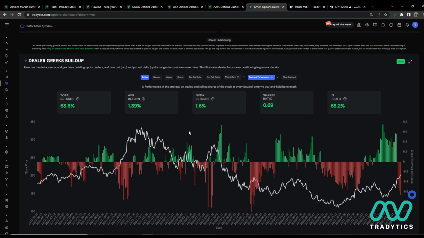That is how I use Dealer Greeks Buildup to find plays. I've only been messing with this backtest for about a week now, but so far it's shown some pretty good moves early on. I used it to play PayPal early in the week, and that went pretty far. I sold early, which was actually perfectly on time, as the rest of the week the delta started to change a little bit and it got a little bit worse.